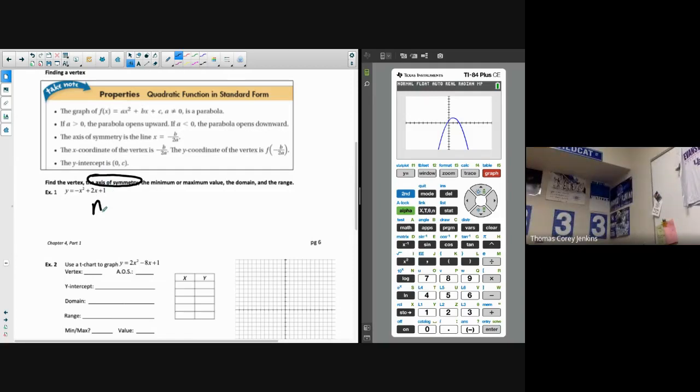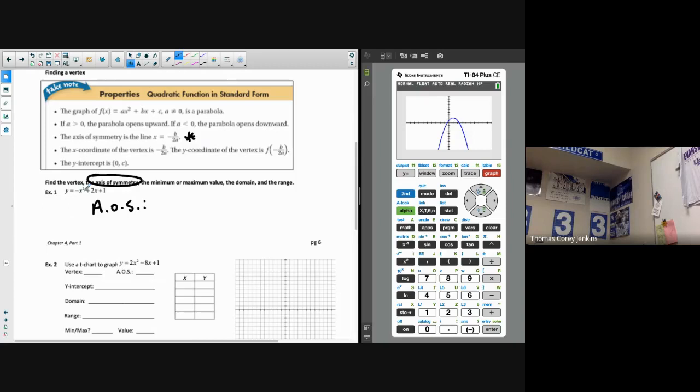All right, so the axis of symmetry is going to be this formula right here. That's going to end up being pretty important. That says x equals negative b over 2a. All right, x equals negative b over 2a.